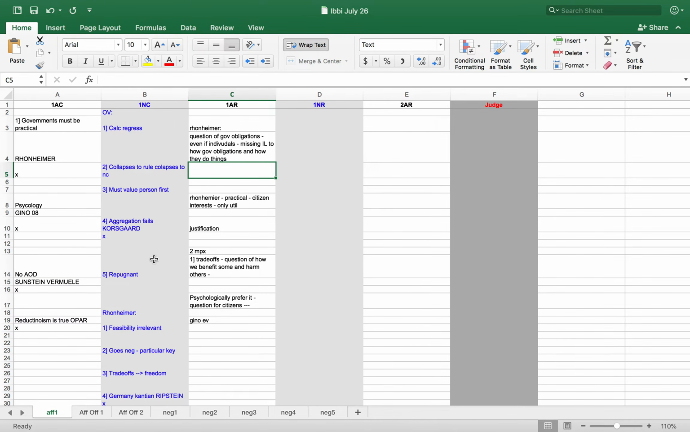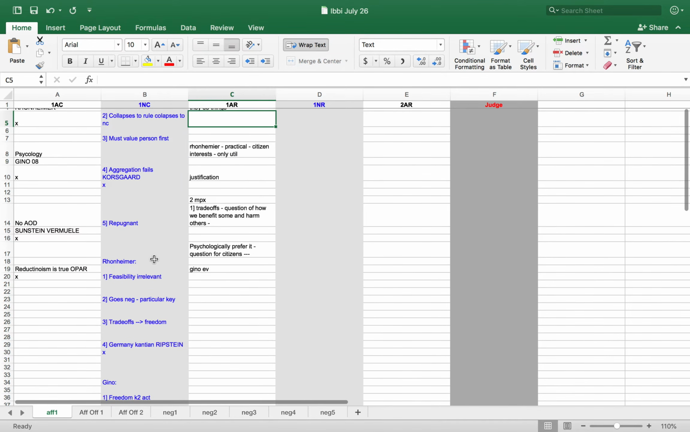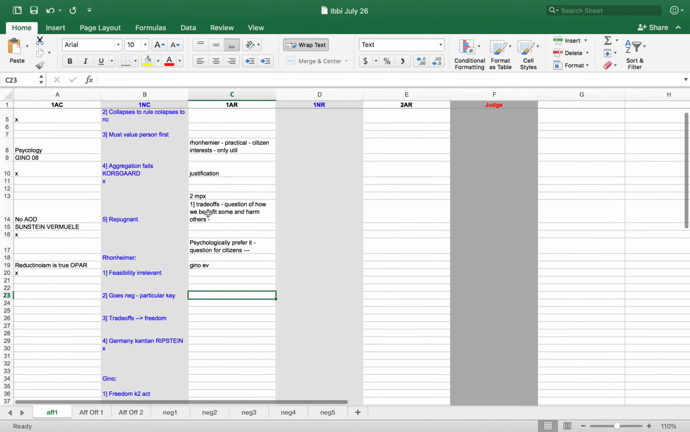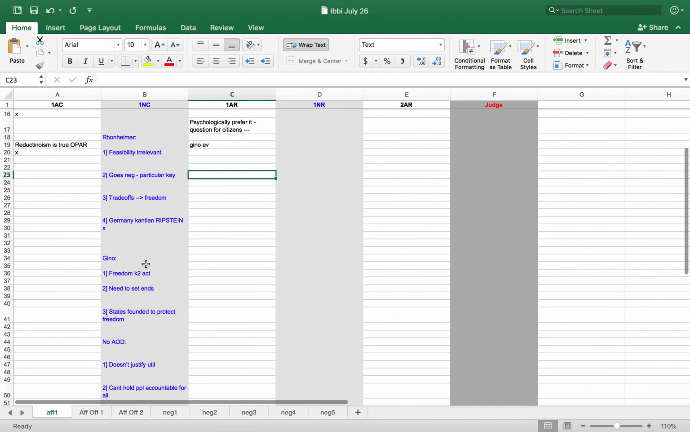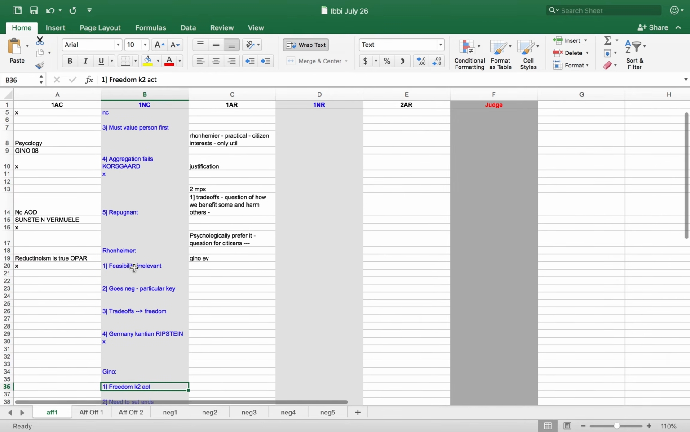And like I mentioned before, you need to be more line by line on the stuff that was said on Ronheimer. But I'll talk about that when I get to the NC because that's kind of where you answered it. I think you sort of extend Gino through Inc., the argument that people psychologically prefer util, and that there are kind of a bunch of arguments here, like that freedom is key to act in the first place and to understand things psychologically, that end setting is psychologically liked, and that states are founded for the purpose of freedom.